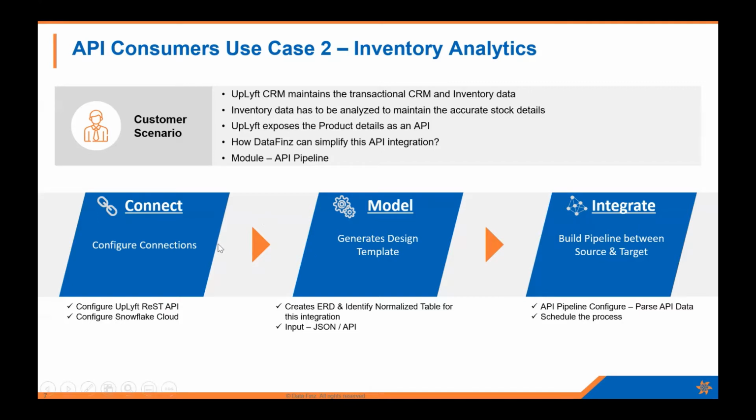So again, the same steps. We have the connect. Here, two different connectors again. My EDW is in Snowflake Cloud, so I have to configure Snowflake. And second, I have an Uplift REST API. Again, this is a different endpoint that I'm going to make use of. And the next steps are the same. I have to model it to understand the JSON metadata. And finally, I will do the integrate.